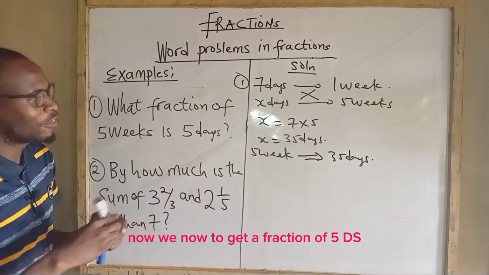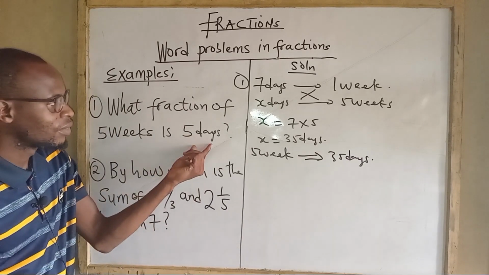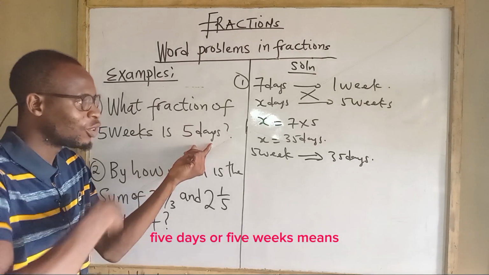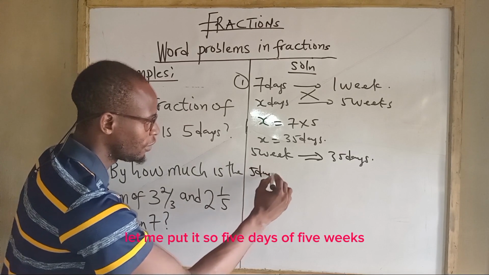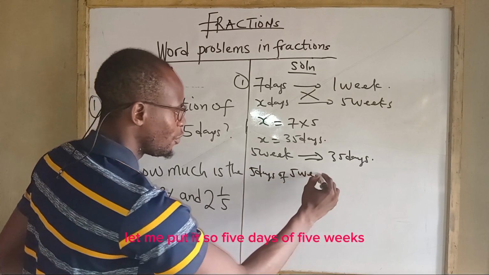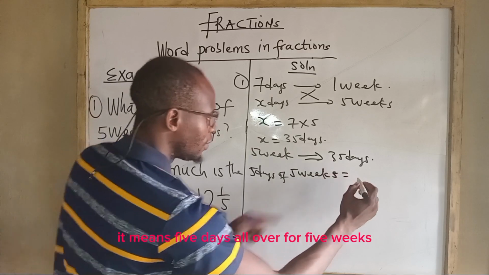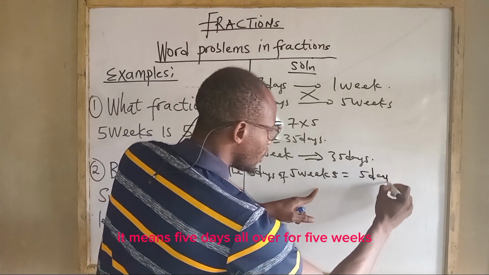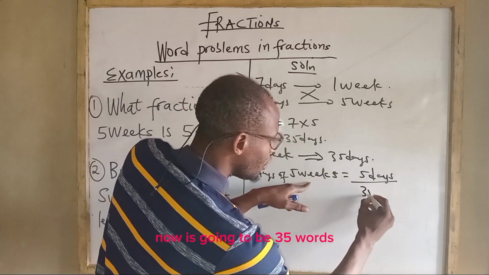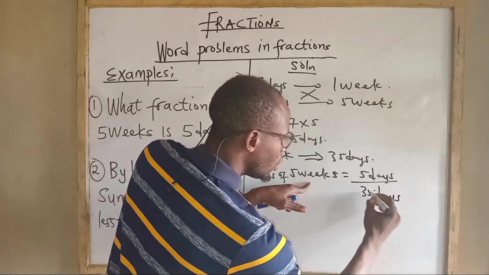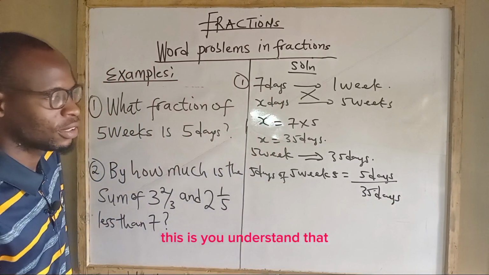Now we want to get the fraction of 5 days out of 5 weeks. Let me put it up: 5 days of 5 weeks. It means 5 days all over 5 weeks, which is 35 days. Please, do you understand that?